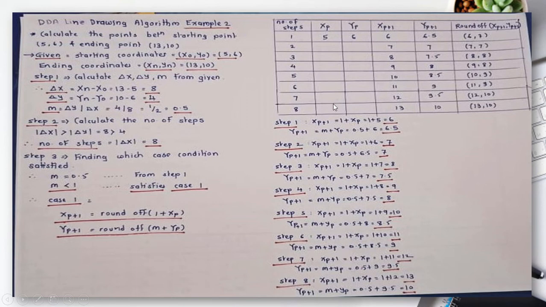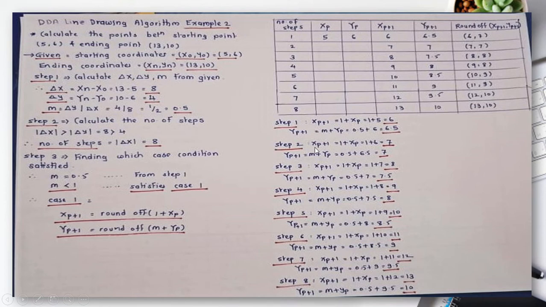Now make a table of this in which the number of steps, 8, is added here. We are going to keep the initial values x0, y0, that is the starting point 5 and 6, and we are going to find the next points of that line. So step 1 will be xp plus 1 is equal to 1 plus xp is equal to 1 plus 5, where 5 is the initial value. So the next point will be 6, and to get the next value, y is equal to m plus yp. m has value 0.5 plus 6 is equal to 6.5. So keep these values in the respective locations.